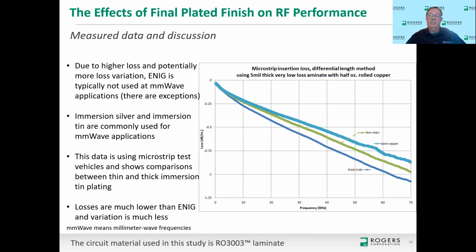The reason why is probably because immersion tin is plated very thin to begin with. Unfortunately, I don't have the numbers with me right now, but it is a very thin coating. So whenever you go from thick immersion tin to thin immersion tin, it's really not that big a difference in thickness. And I think that's why you don't see a big dramatic change here.